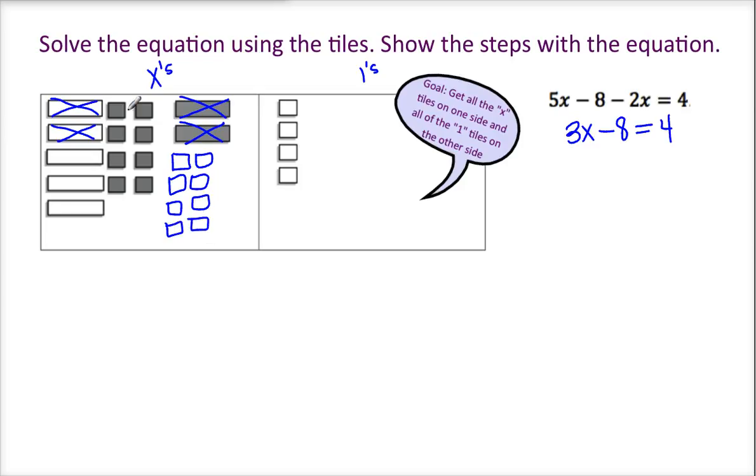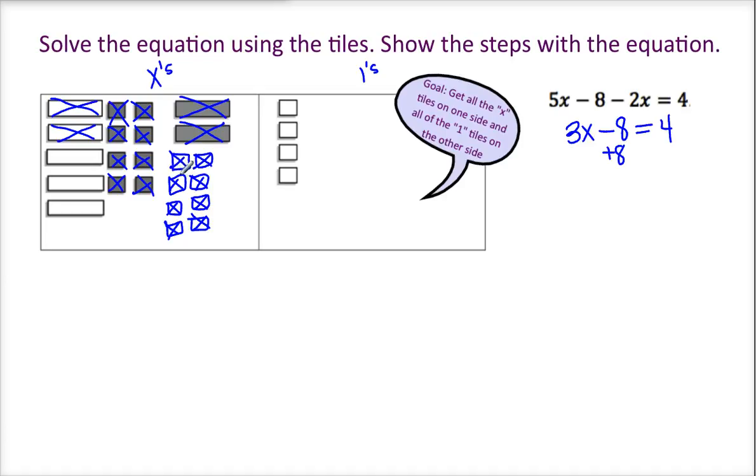that would mean that I create a bunch of 0 pairs. A negative 1 and a positive 1 is 0. A negative 1 and a positive 1 is 0. A negative 1, positive 1, 0, and so on. So you can see by adding a positive 8 on this side, I'm able to make a bunch of 0 pairs. So that's like adding 8 over here. But I can't just add 8 over here. That changes my equation completely.